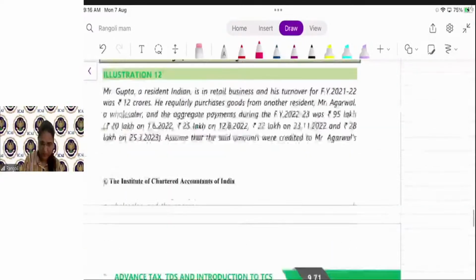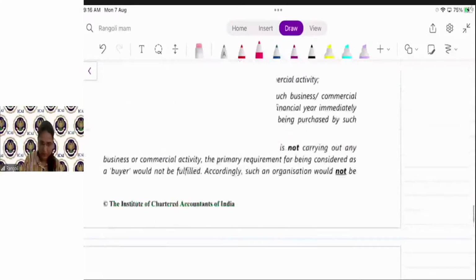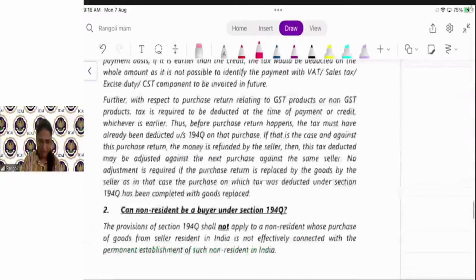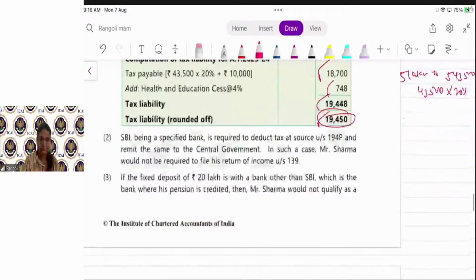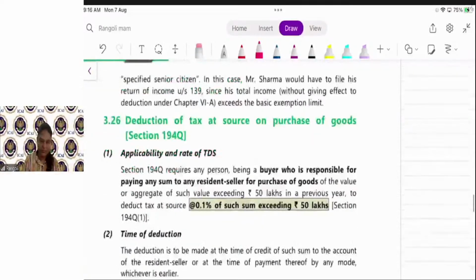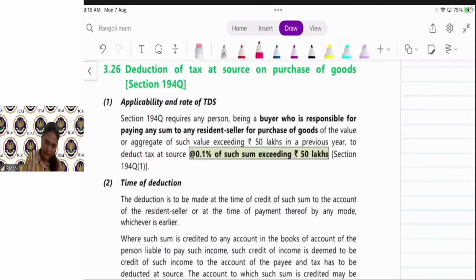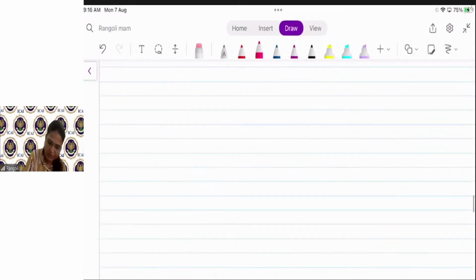Now come back to section 194Q. If you have any doubt, just tell me. I'll make one table, 194Q and 206.